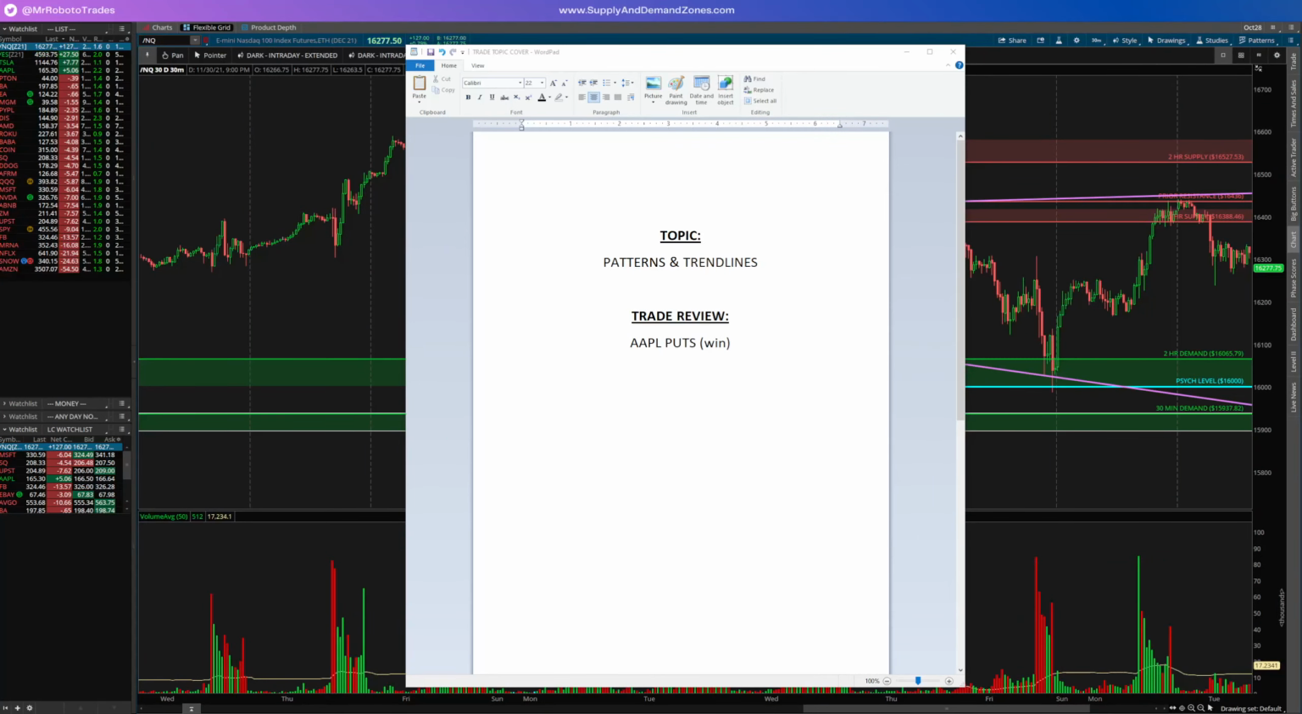So we're going to deviate a little bit from supply and demand today, and we're going to talk mainly about patterns and trend lines and how I use both of these to build my edge, just another tool within my toolkit that helps me trade the market. The main trade that I'm going to be talking about are Apple puts that ended up being a win today. But let's dive right in.